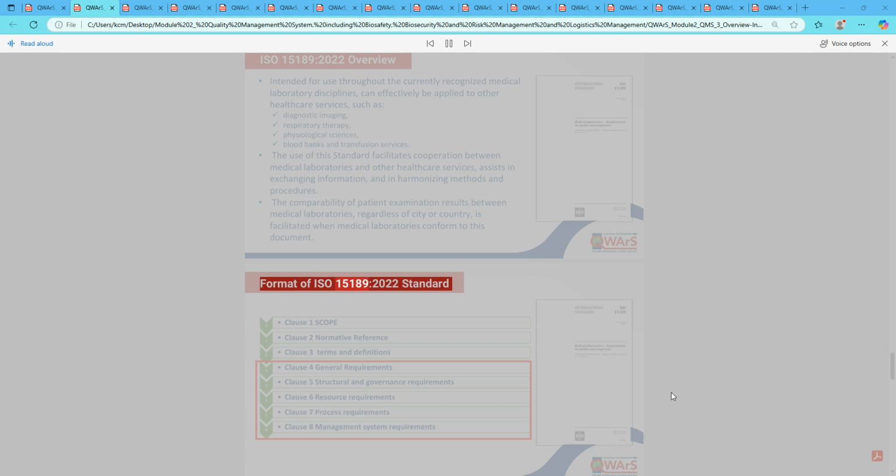Format of the ISO 15189:2022 standard. Clause 1, Scope. Clause 2, Normative References. Clause 3, Terms and Definitions. Clause 4, General Requirements. Clause 5, Structural and Governance Requirements. Clause 6, Resource Requirements. Clause 7, Process Requirements. Clause 8, Management System Requirements.